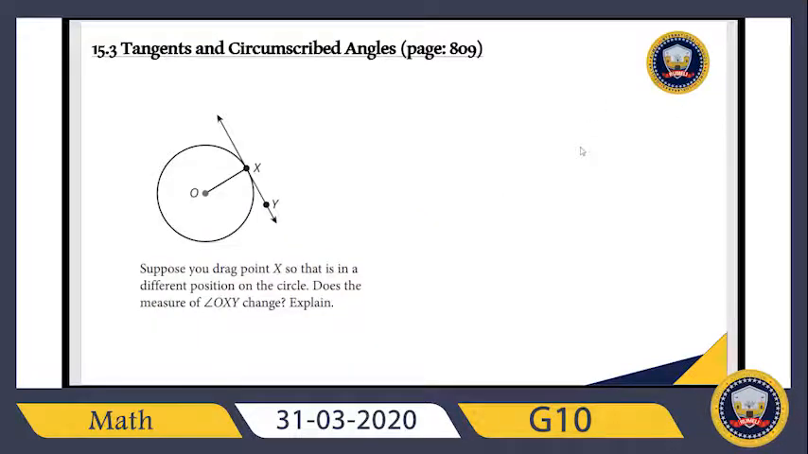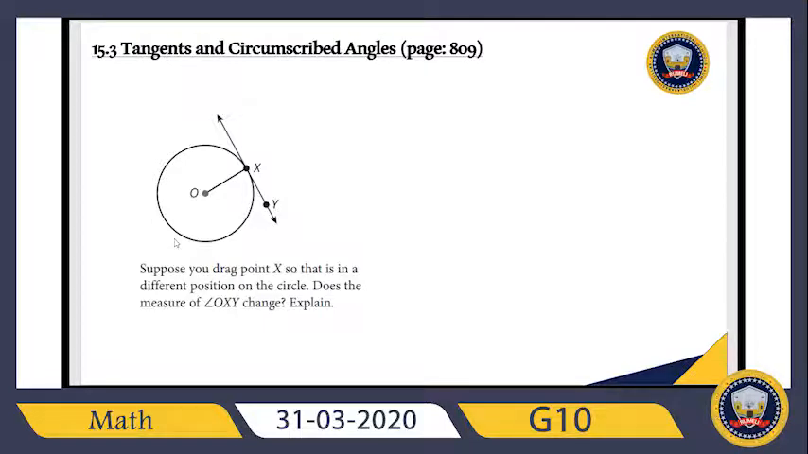Let's move to the second question. Suppose you drag the point X so that it is in a different position on the circle. If I move the point X, let's say, here, or here, somewhere else, in a different position in the circle, does the measure of the angle OXY change or not? I'm talking about this angle. Explain. If I'm dragging X to this place, I will have XY, and this is OX. Now, this angle in between, does it change or not if you are moving X?